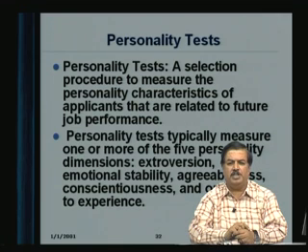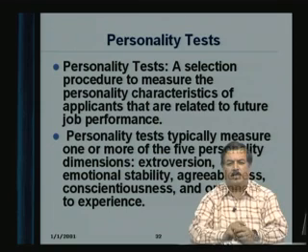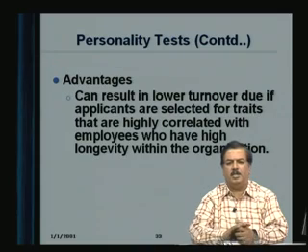So a selection procedure, particularly the personality test, looks at the characteristics of the applicant that are related to future job performance. And personality tests typically measure one or more of the 5 personality dimensions: extroversion, emotional stability, agreeableness, conscientiousness, and openness to experience. So these are all identified as the big 5 personality, and people have established their validity and reliability.